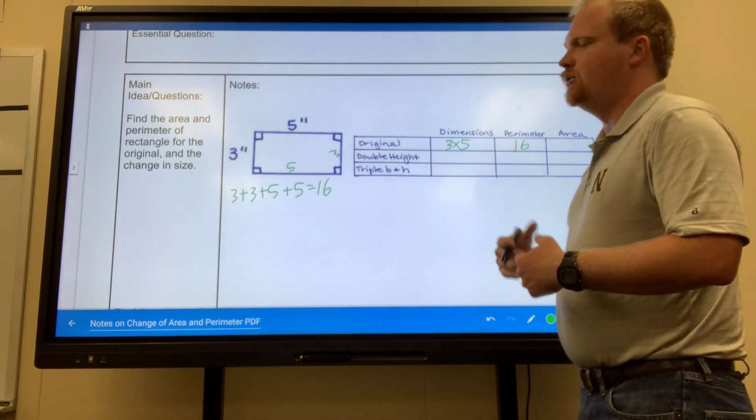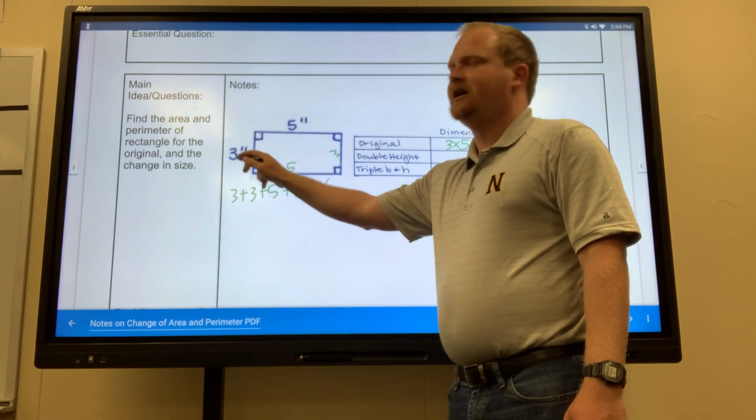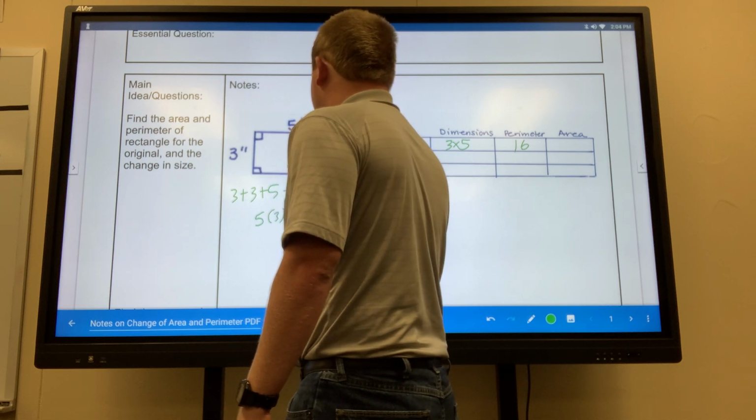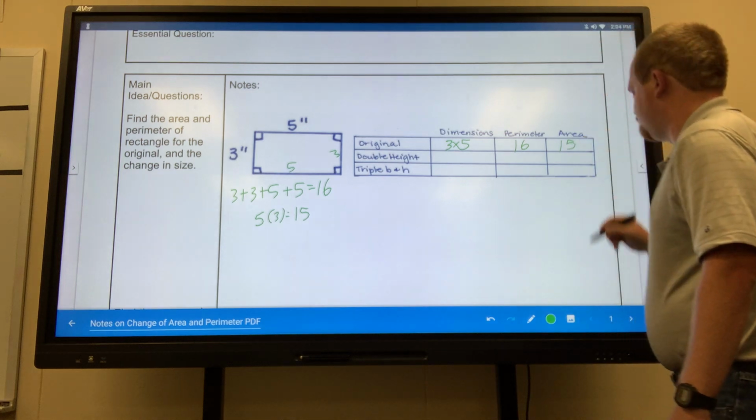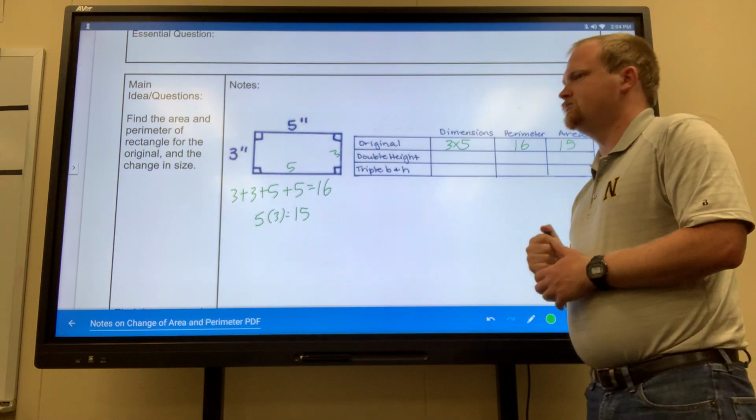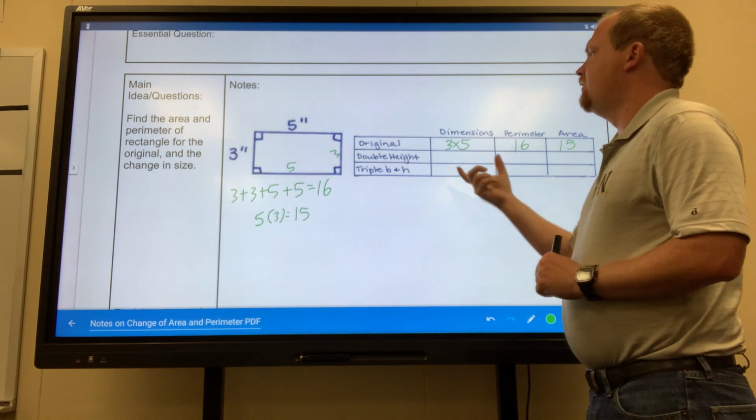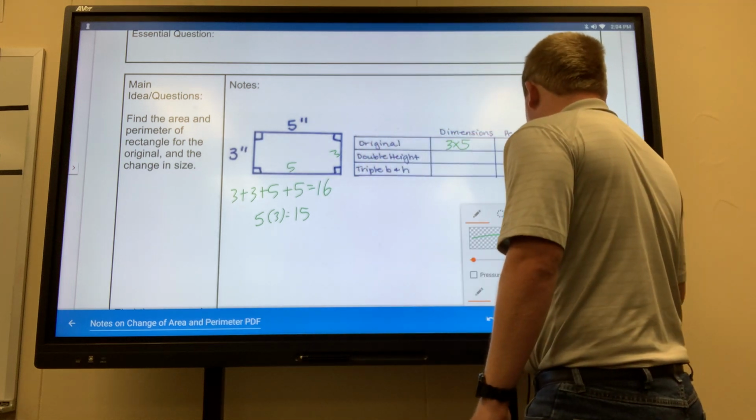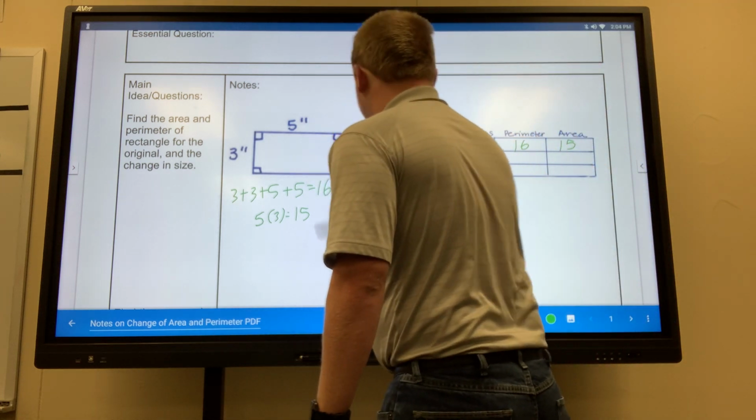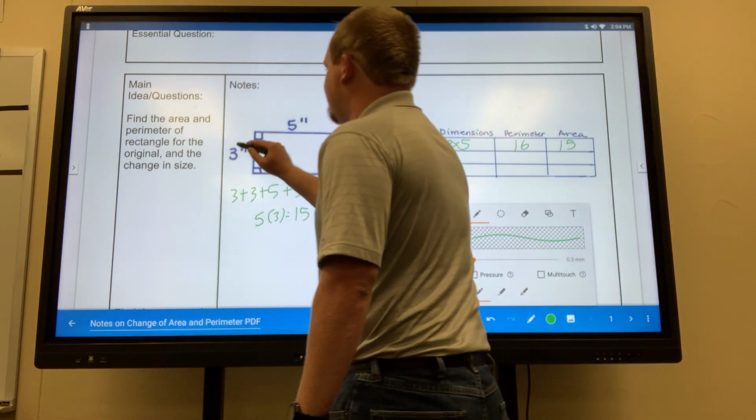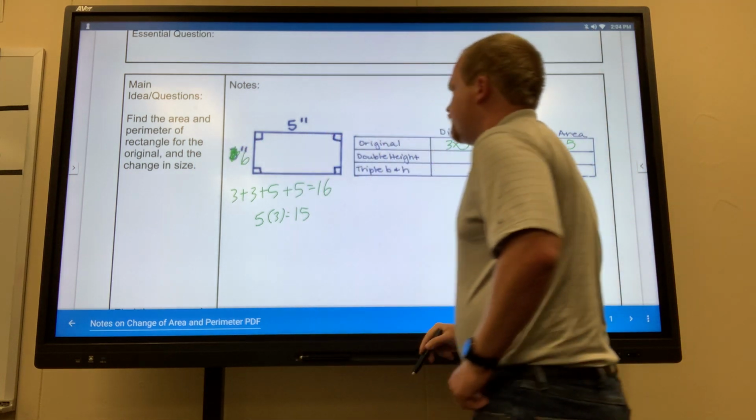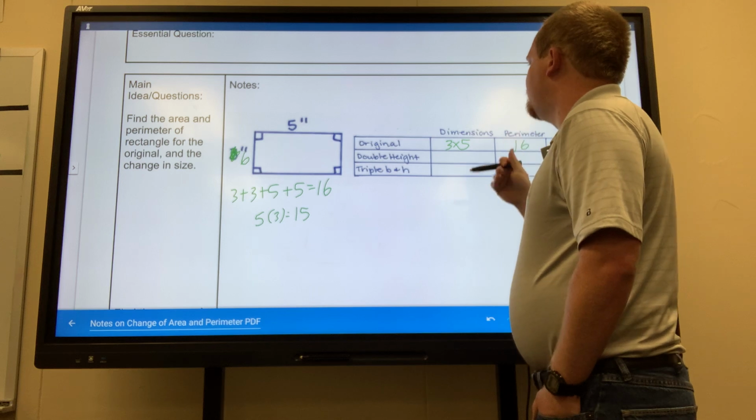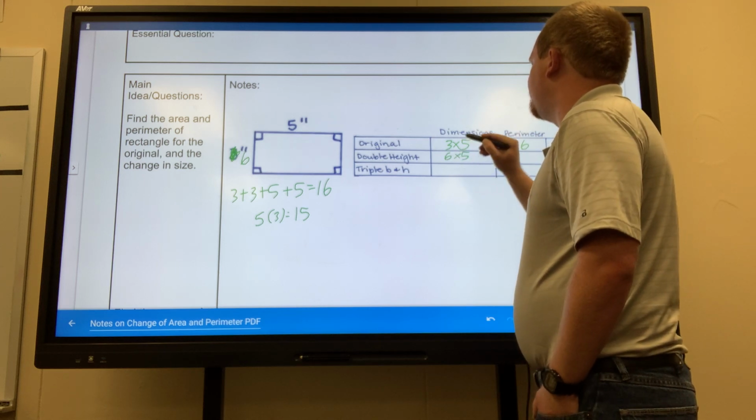Now if I want to find the area, remember it's base times the height. So in this case, 5 times 3, which gives me 15. Now, let's just say we doubled the height. So for example, instead of being 3 right here, let me go ahead and erase this part right here. Instead of saying the height is 3, I double it to make it 6. I'm going to double the height. So that means that I'm doing 6 by 5.